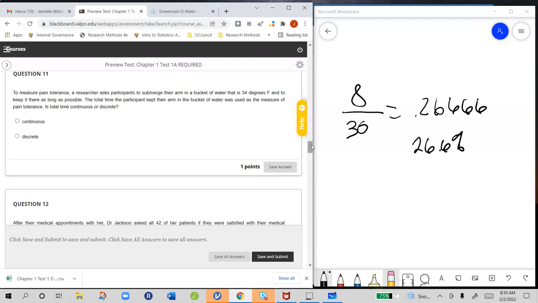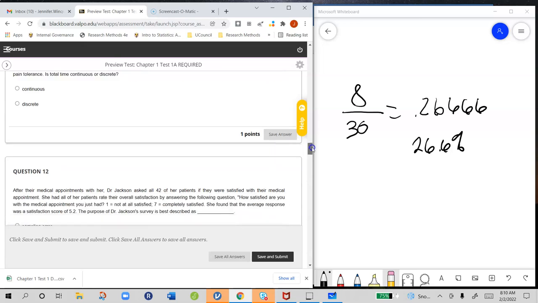And then next we're looking at the same variable, but now we want to know if it's continuous or discrete. And this would be a continuous measure. Looking at time, fractions and decimals do make sense. And so continuous there.